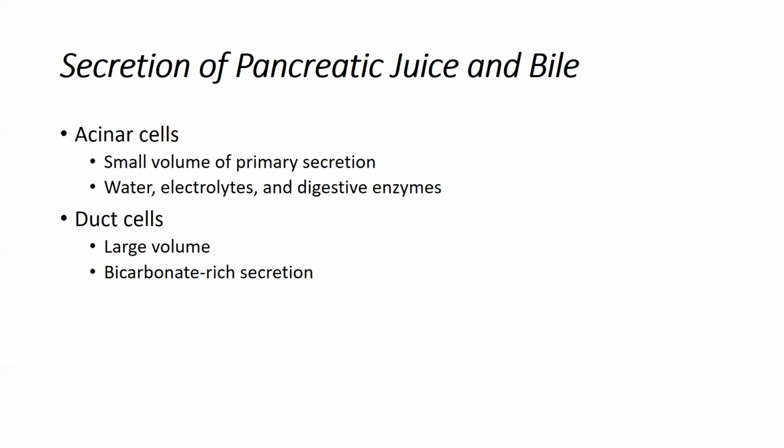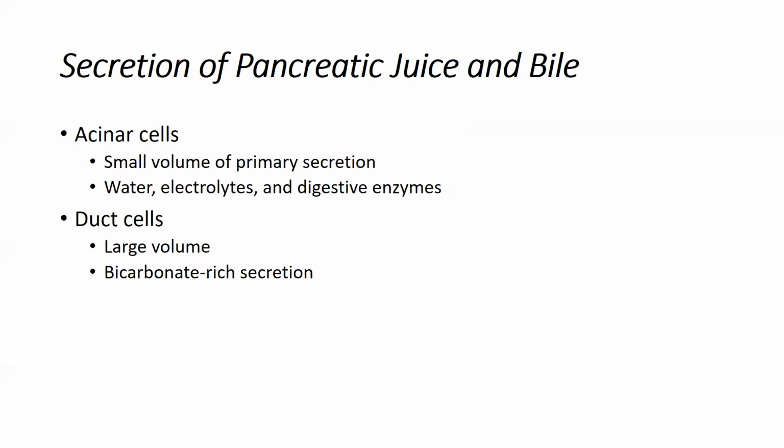Acinar cells in the liver secrete bile, acinar cells of the pancreas secrete pancreatic juice. And so the acinar cells have a smaller component in terms of the volume of this fluid, in terms of the volume of this secretion. This is going to be water, electrolytes, and some enzymes. And again, this is the smaller component of these secretions, of these juices.